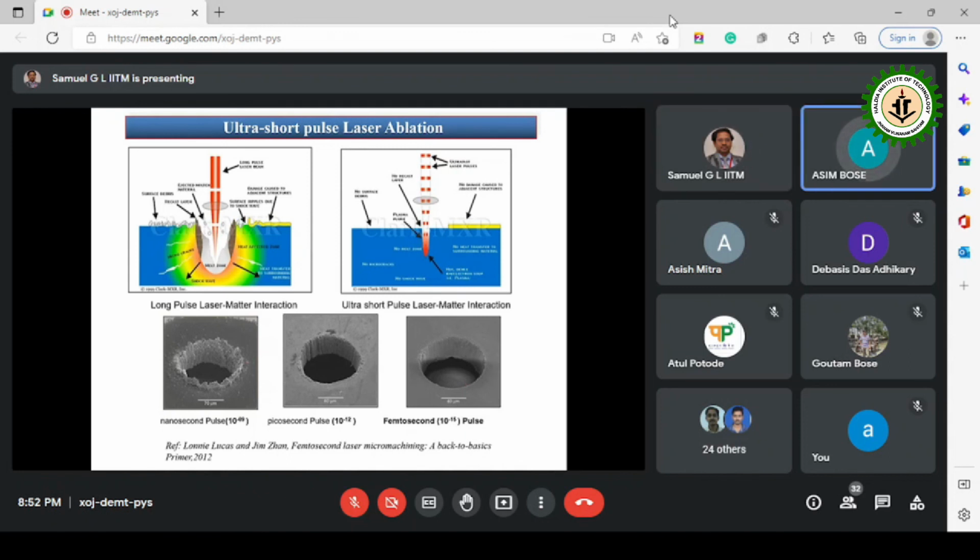Sir, don't you think there is a limitation of the femtosecond pulse? If the thickness of the work material is large, then it will be difficult to use the femtosecond pulse for making a larger depth of hole. Yeah, smaller diameter and larger depth will be very difficult. We call that the aspect ratio. If the aspect ratio is small, then it will be very easy to apply the femtosecond pulse. Okay, sir. Thank you, sir.